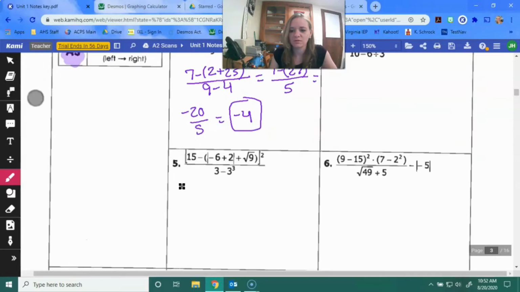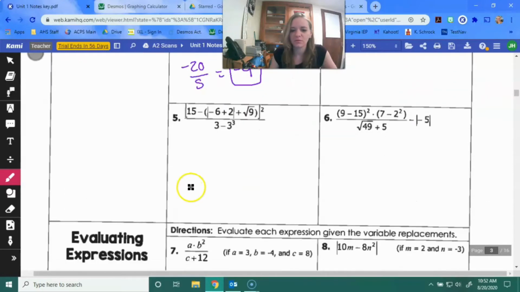We'll do the one underneath it, because they went ahead and threw in some square roots there. So again, working at the top, 15. Now, that's brackets, isn't it? Yeah, that's a bracket. I don't want to drop the bracket. I just noticed the squared is out there. 5 minus parentheses. All right, negative 6 plus 2 is negative 4. Plus radical 9, I already know what that is. That's 3. And then I have my bracket squared.